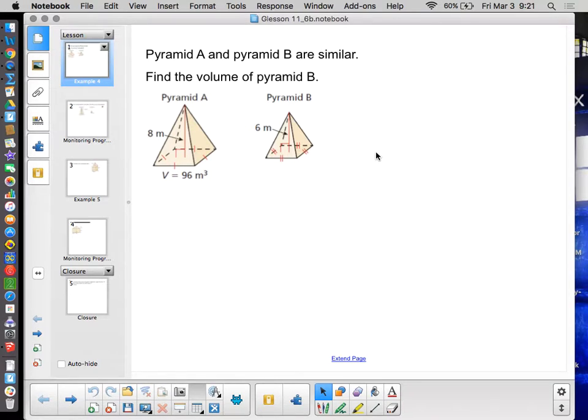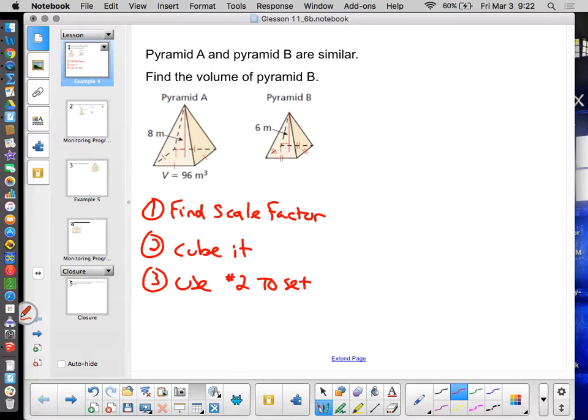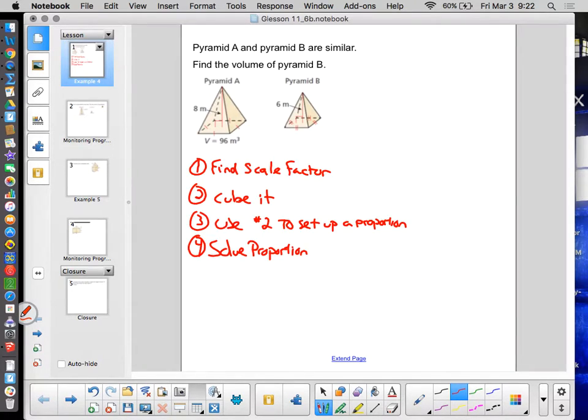So if we're going to break it down into steps, step one is find the scale factor. Step two is cube it. And step three is use number two to set up a proportion. And then finally solve the proportion, I guess. So that's kind of the process that we go through with this whole thing. So let's just do that here, okay?